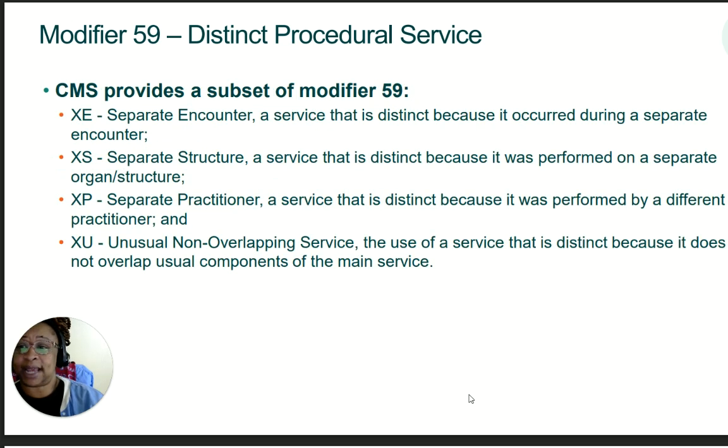CMS provides a subset of 59 modifiers. They have XE for separate encounter, XS for separate structure, XP for separate practitioner, and XU for unusual non-overlapping services. Be careful when using these particular modifiers. Make sure that you look at the descriptions of the modifiers to make sure that you're using them properly when coding for accuracy.